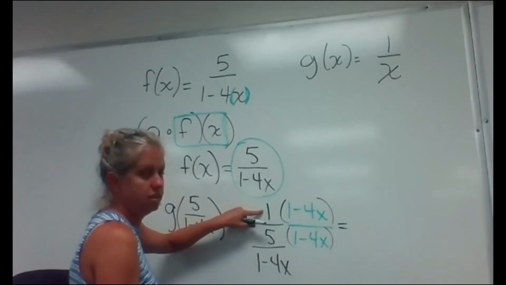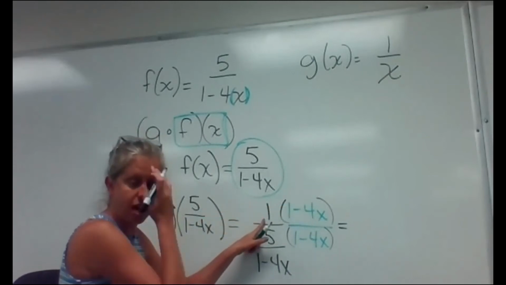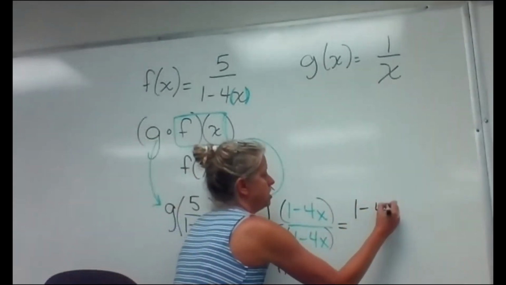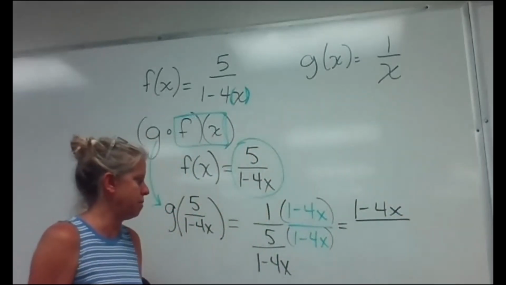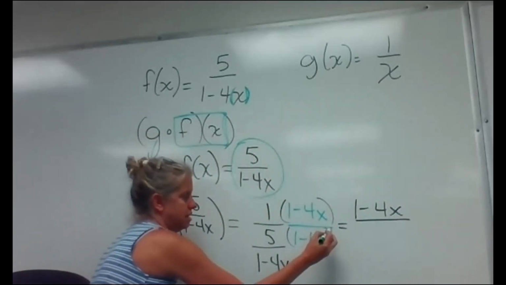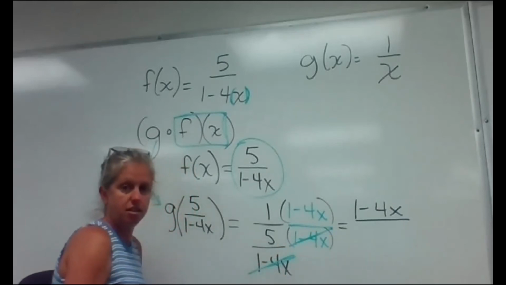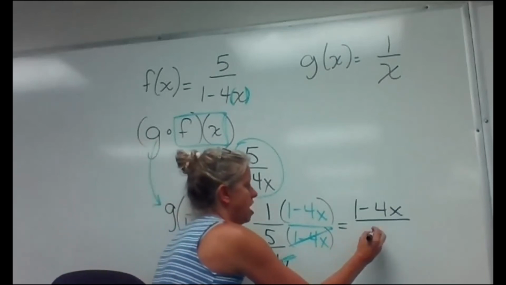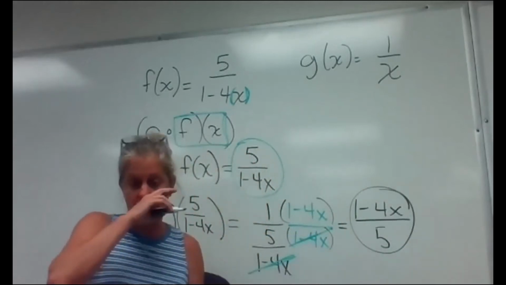So 1 times 1 minus 4x. What happens when you multiply something times 1? Nothing changes, right? So you just have 1 minus 4x in the top. Here's the beauty of the bottom. What happens? This cancels this. That's why we used it. So all I'm left with in the denominator is 5. There's your final answer.